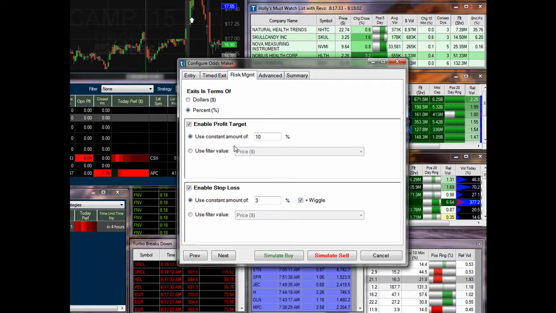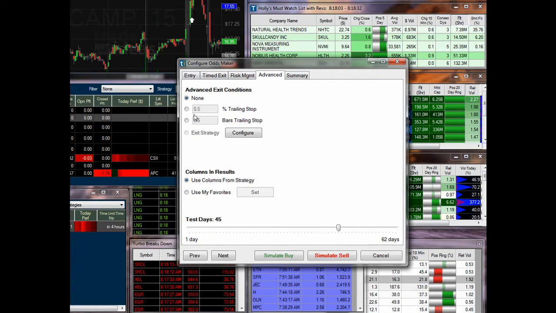The risk management tab allows you to set profit targets in either dollar amounts or percentage amounts. In this case, I have enabled a 10% profit target to take it off the table if it gets there, and I have used a 3% stop as a stop loss to manage the risk. So what we have here is a nice 3-to-1 risk-reward ratio in our risk management tab.